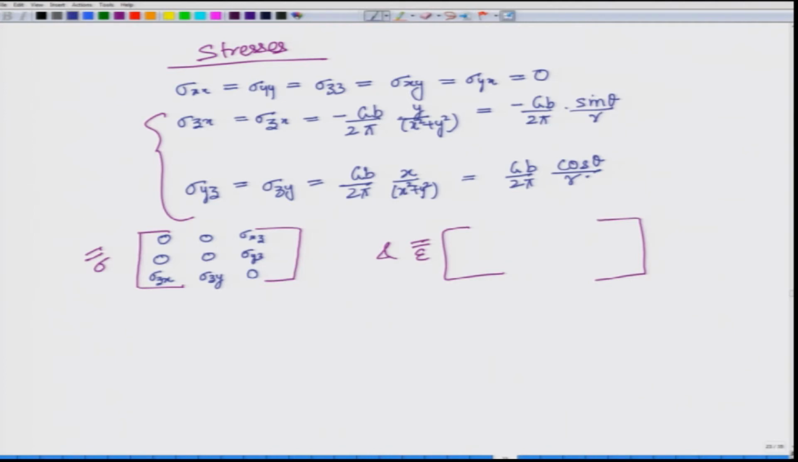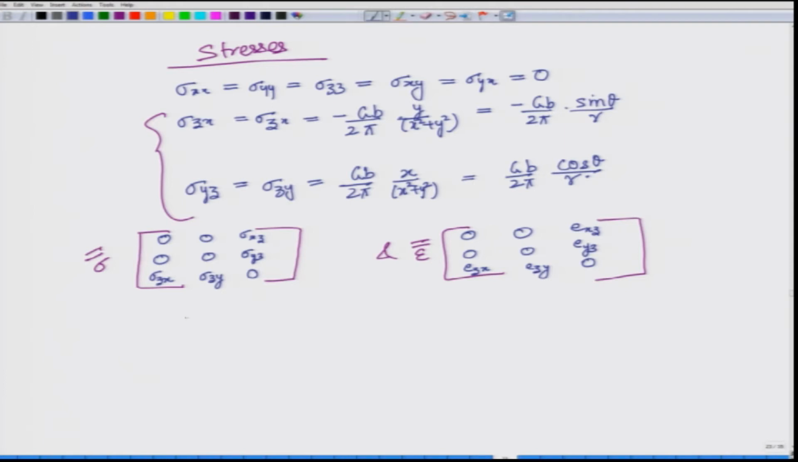Now, how would it look like for the strain matrix or the strain tensor? These are 0, this is Exz, this is Eyz, this is Ezx, Ezy, and so it is similar to the stress matrix or the stress tensor. So, these are the two stress and strain tensors which depict the field around a screw dislocation.